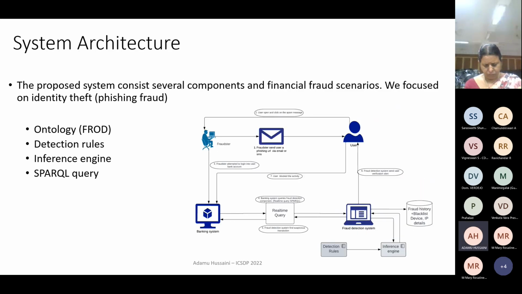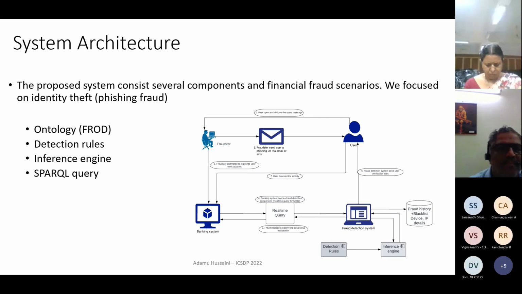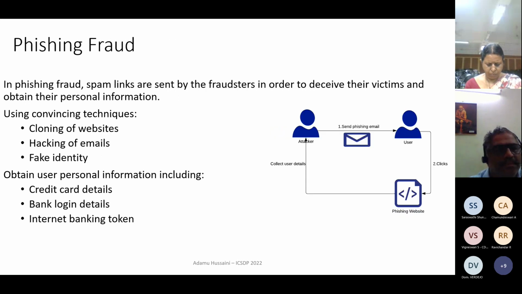Okay. So our proposed system consists of several components that include the ontology, the one that I described earlier, the detection rules, the inference engine, and also the SPARQL query. So we have a phishing fraud scenario whereby we assume that an attacker sends a phishing email to the user, and the user clicks the phishing email. So the attacker receives the user details and tries to perform an activity in the user account.